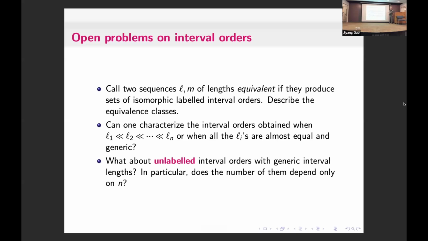And then we can ask about the unlabeled interval orders. When they all have the same length, there's a very nice connection between the unlabeled and labeled orders. I don't know anything about the unlabeled interval orders with generic interval lengths. I didn't really check even if the number of them depends only on n. I wouldn't be surprised if it did. What can you say, especially in these two cases, super increasing and almost equal? Okay, we should say this finishes the mathematics part of my talk.